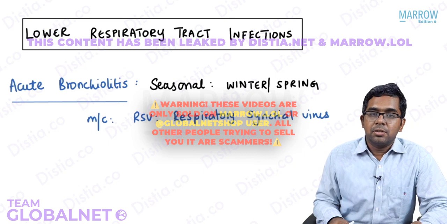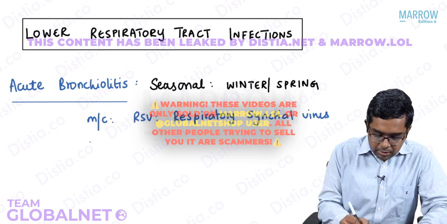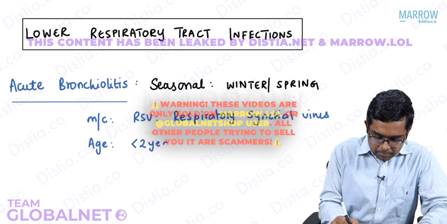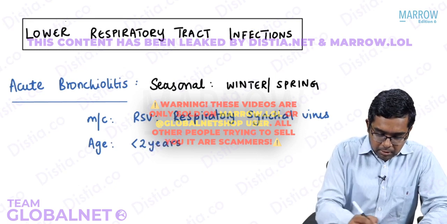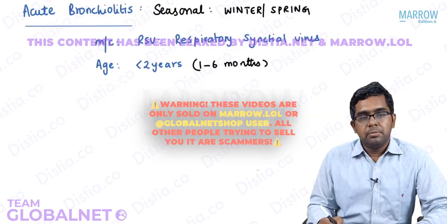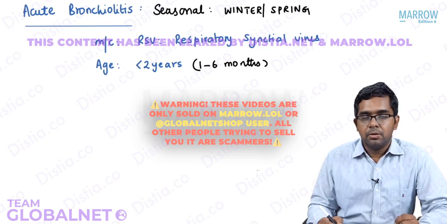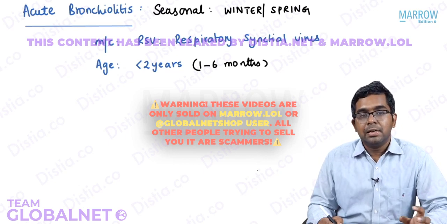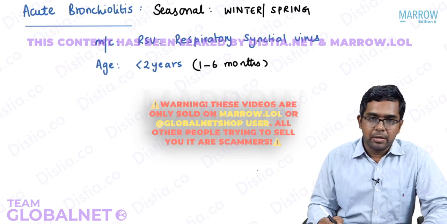And usually young children are affected by this particular condition. The age group is usually less than 2 years. The common age group which is affected frequently is 1 to 6 months. But remember, any age under the age of 2 years can be affected. Now, let us move on to the clinical description of acute bronchiolitis.